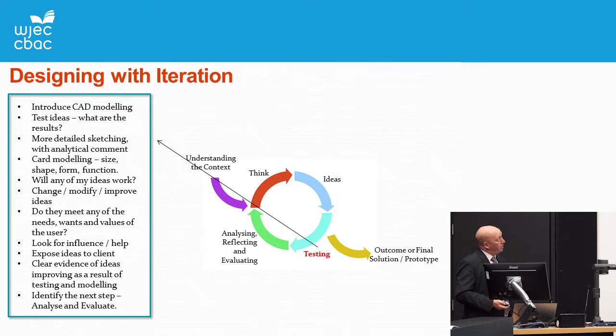So CAD modeling, maybe size, form, shape, aesthetic detailing. Will the ideas actually work in terms of the function? Changing, modifying or improving ideas will occur. Again, do these meet the needs and wants of the target market? If yes, great. If no, okay, what do we need to do to change that? What do we need to do to improve that? And a demonstration of how the idea is growing and refining and developing as it moves forward.